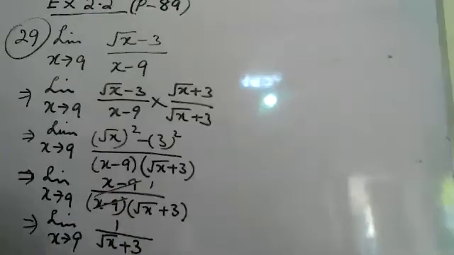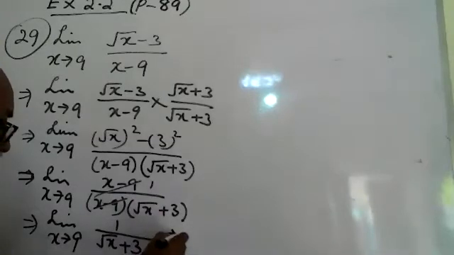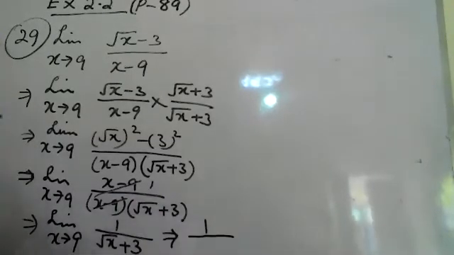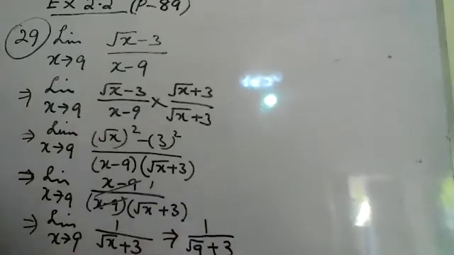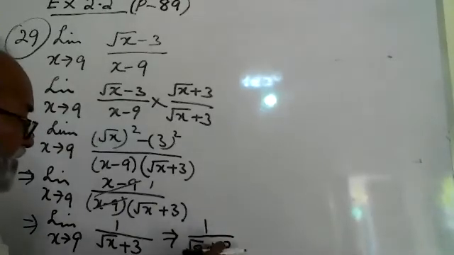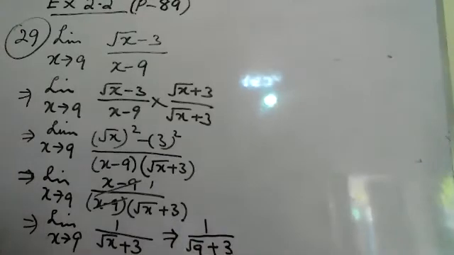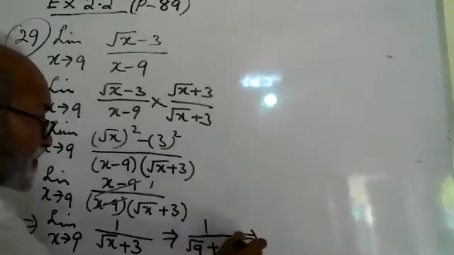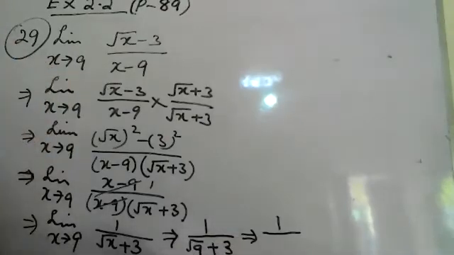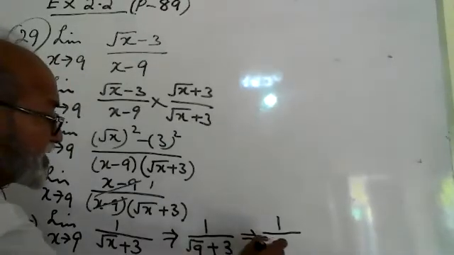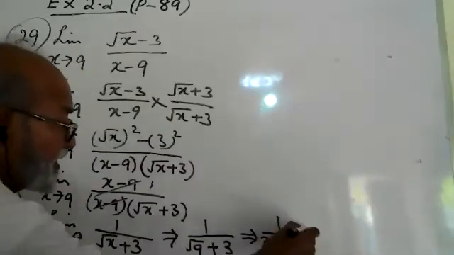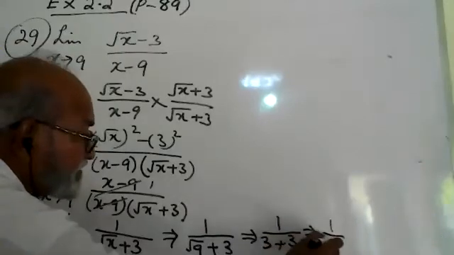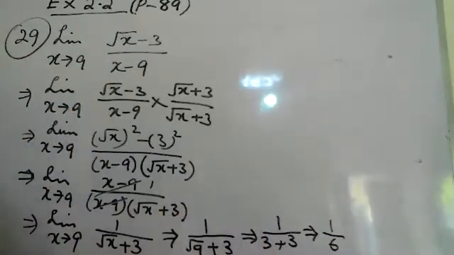Put the values. 1 upon under root 9 plus 3. It will become 1 upon under root 9 will be 3, plus 3. Under root 9 is 3 and plus 3. It will become 1 upon 6 is the answer.